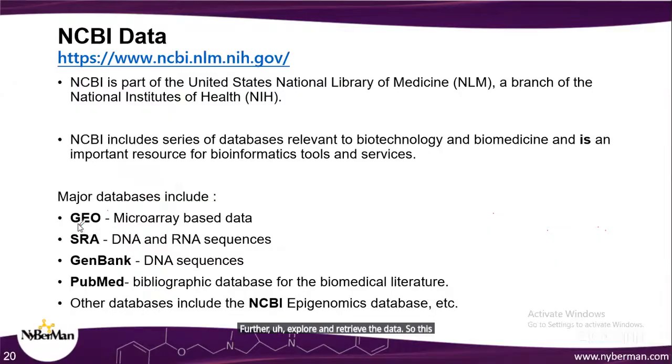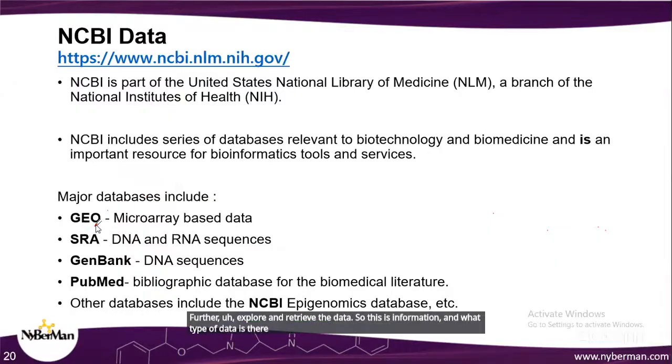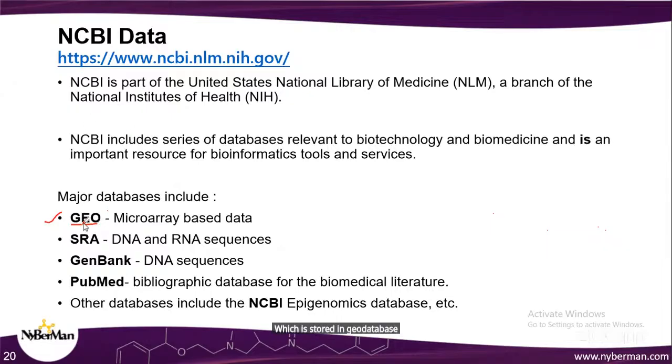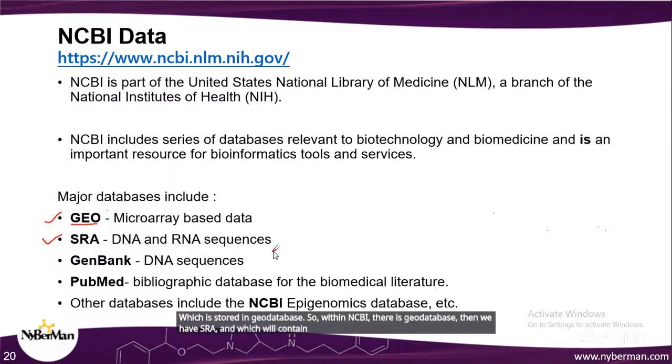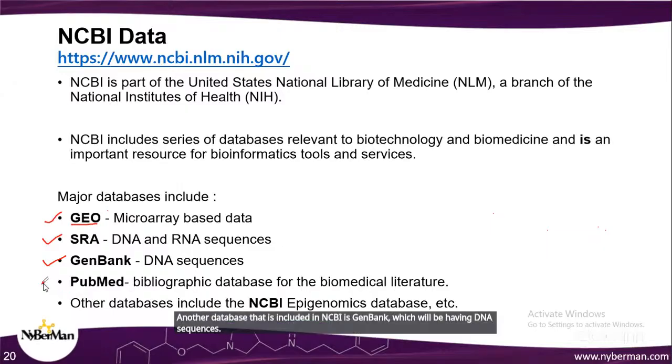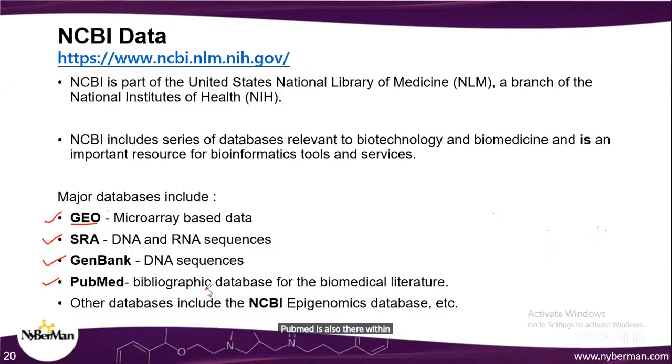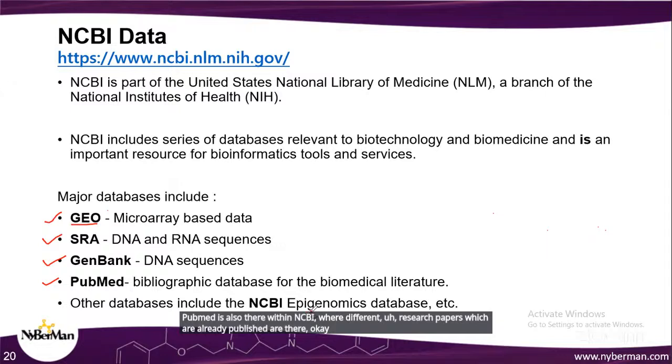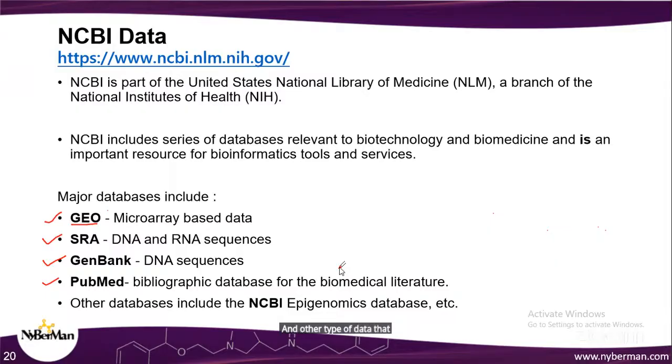This information shows what type of data is within NCBI. We have microarray based data, which is stored in the GEO database. So within NCBI there is the GEO database. Then we have SRA, which contains DNA and RNA sequences. Another database included in NCBI is GenBank, which has DNA sequences. PubMed is also within NCBI, where different research papers which are already published are available. Other databases are also there, specific to epigenomics and other types of data that we want.